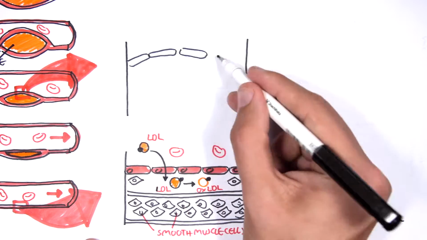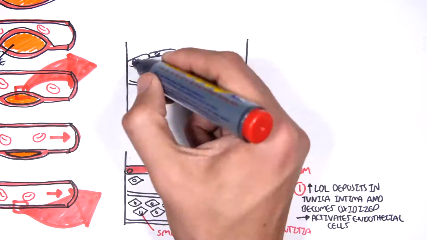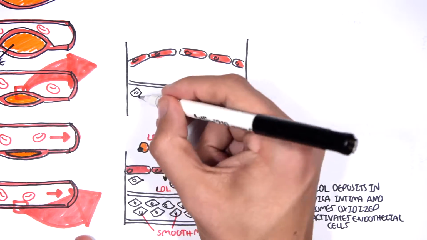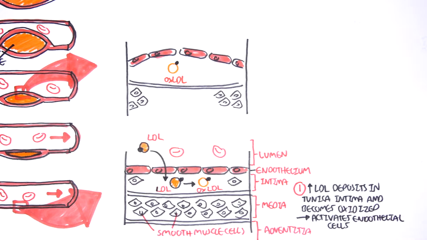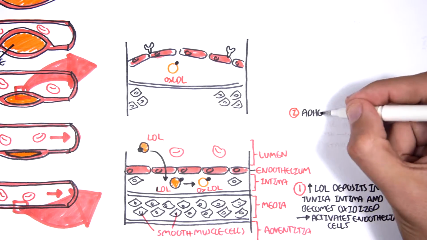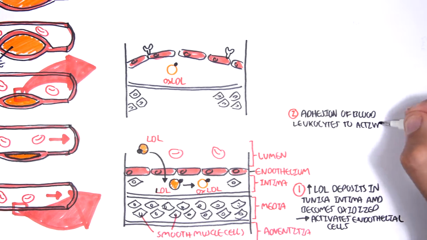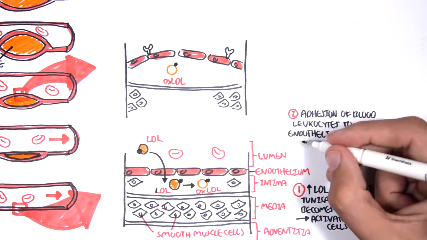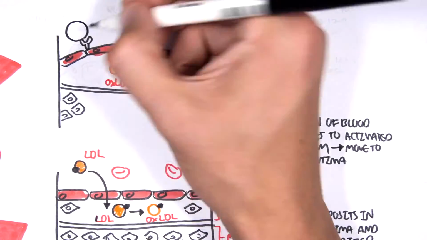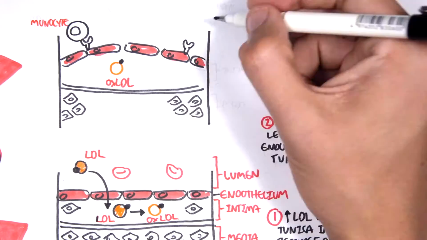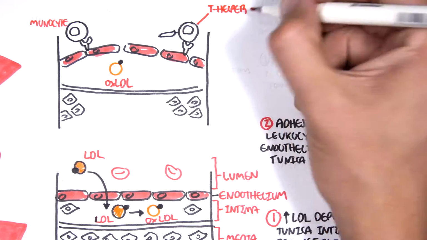So here I'm drawing the same layers of the blood vessel, and we can see there is accumulation of oxidized LDLs, which will activate endothelial cells, which will begin expressing adhesion molecules for white blood cells. Adhesion of blood leukocytes to activated endothelial cells will allow monocytes and T helper cells to move into the tunica intima layer of the blood vessel.